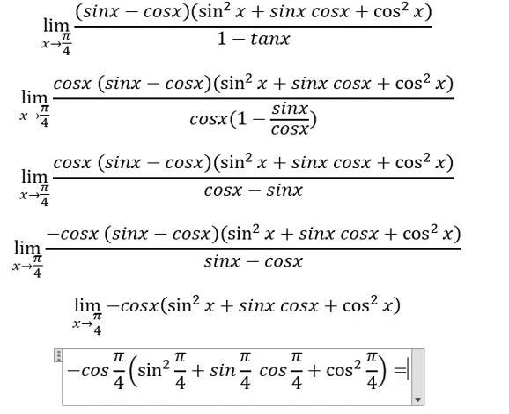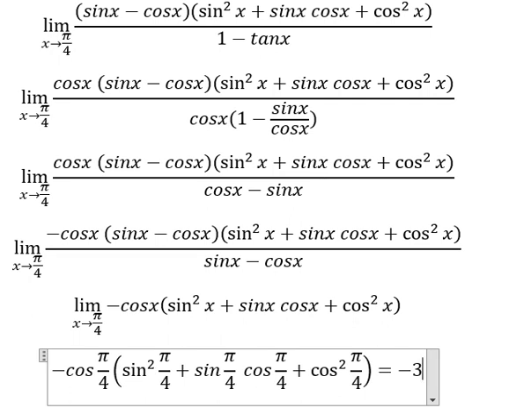So we calculate this one, and we have negative 3 times the square root of 2 over 4.